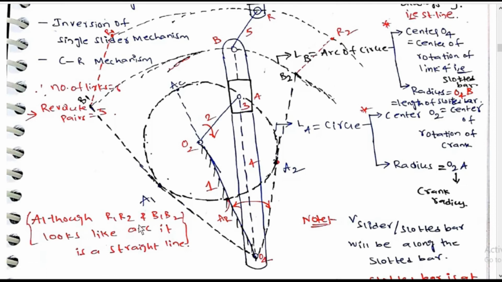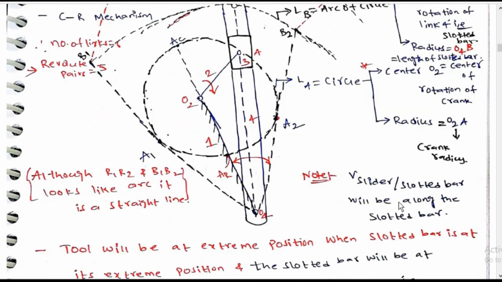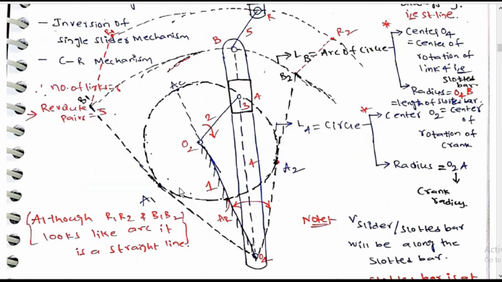Although R1, R2 and B1, B2 look like an arc, it is a straight line. Note, the slider or slotted bar will move along the slotted bar. The tool will be at an extreme position when the slotted bar is at its extreme position, and the slotted bar will be at an extreme position when it is perpendicular to the crank. That is at A1 and A2.